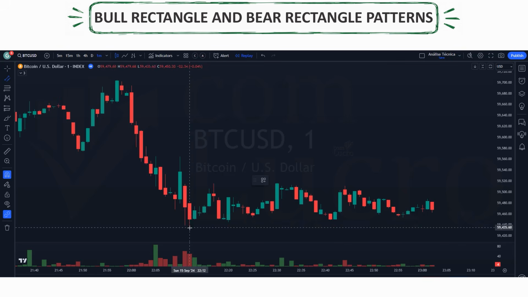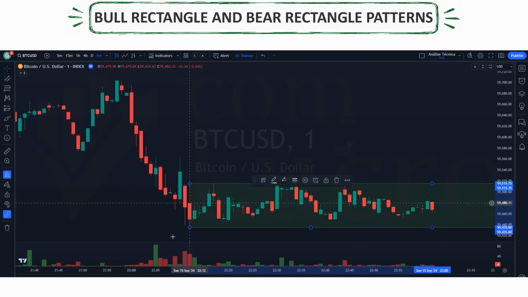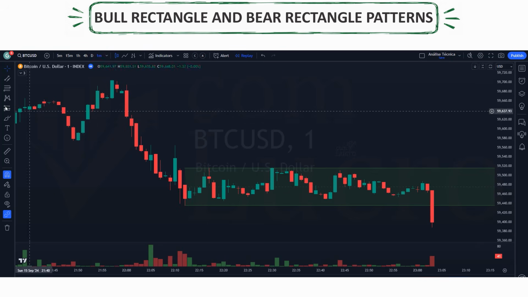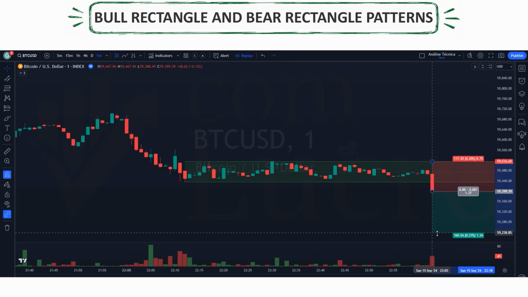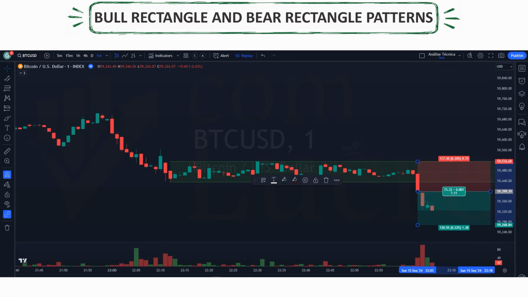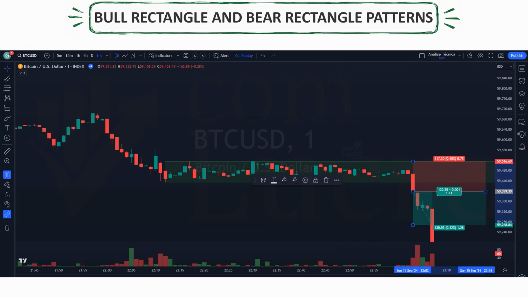Similarly, in a bearish rectangle, after a significant downward move, the price consolidates within a horizontal range. When the price breaks below the support level, the bearish rectangle is confirmed, signaling a continuation of the downtrend and offering an opportunity for traders to enter short positions.